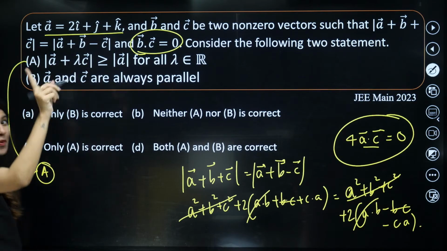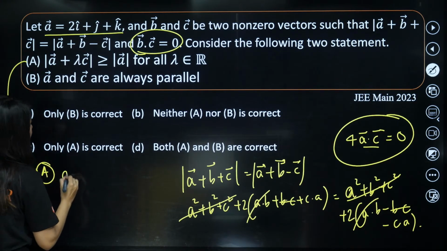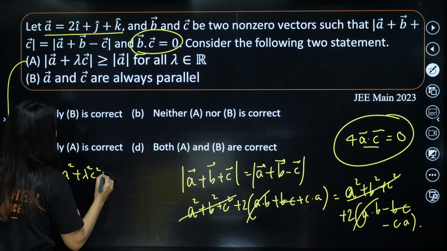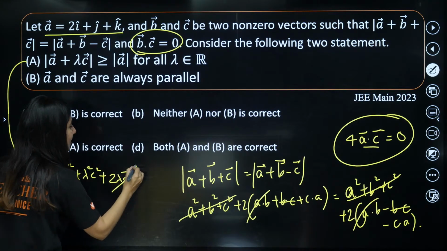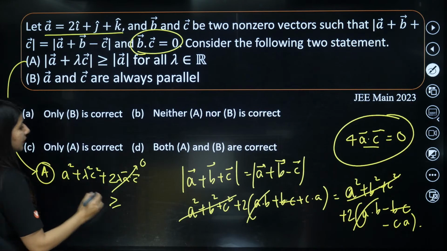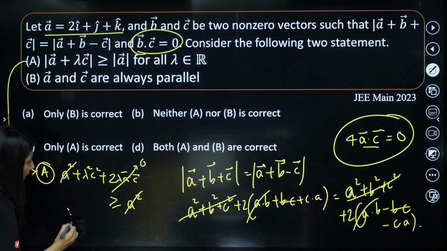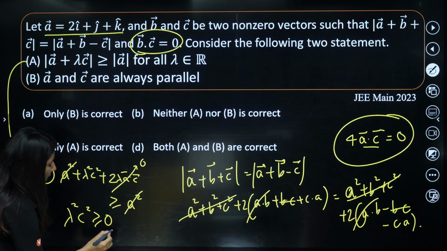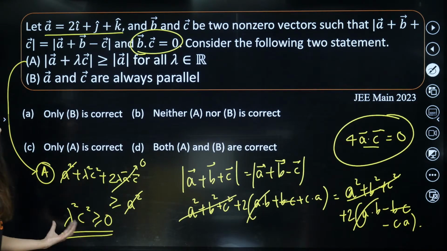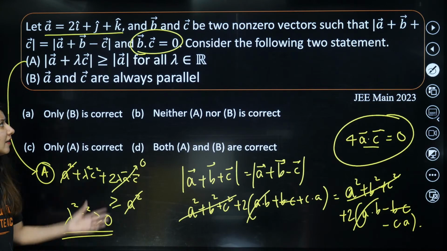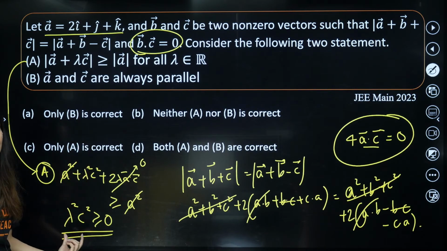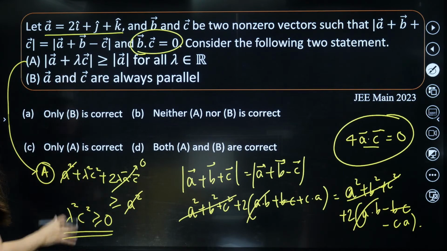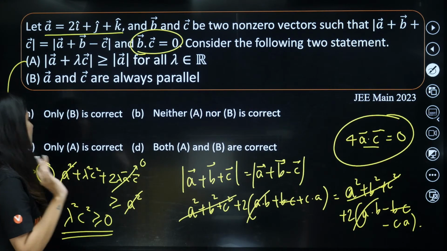So again, square both the sides. Same thing. That would be A square plus lambda square C square plus 2 lambda A dot C. By the way, A dot C we have just calculated. It is 0. And this would be greater than or equal to what? A square. A square gone. Lambda square C square is always greater than or equal to 0. Is it true or false? Definitely lambda square C square will always be positive. It doesn't depend on the value of lambda. So for all values of lambda, we are very sure that lambda square C square is going to be positive. That means this inequality, option A, is absolutely right, so A is definitely correct.